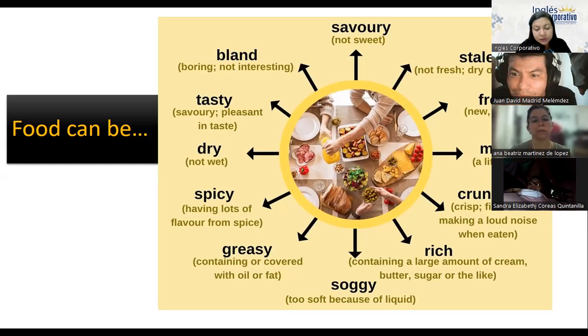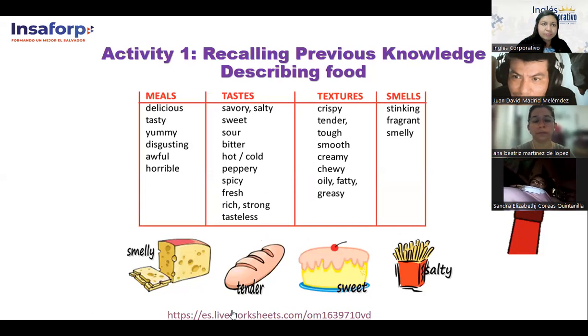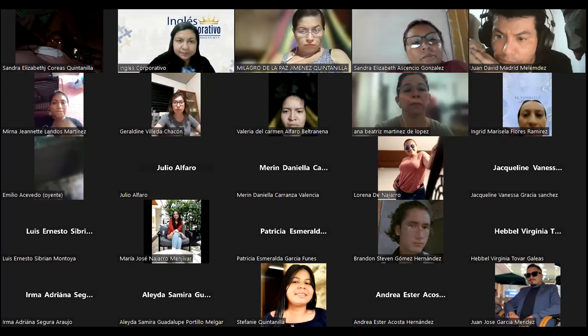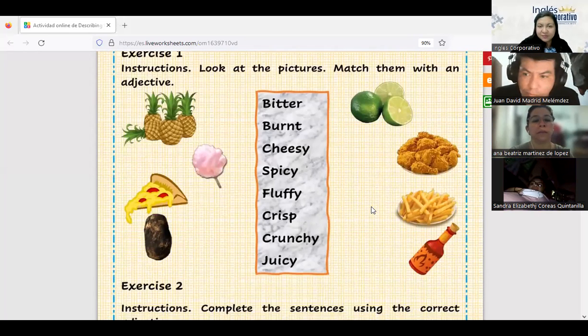Okay. So, good. Thank you so much for your attention. There is an exercise that we can do together in which we can practice these adjectives. It's loading, guys, and let's see. Okay, I will share the screen. Describing food. So, instructions. Look at the pictures and match them with an adjective, okay?